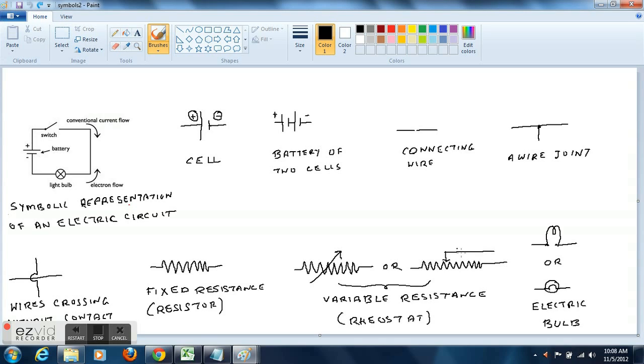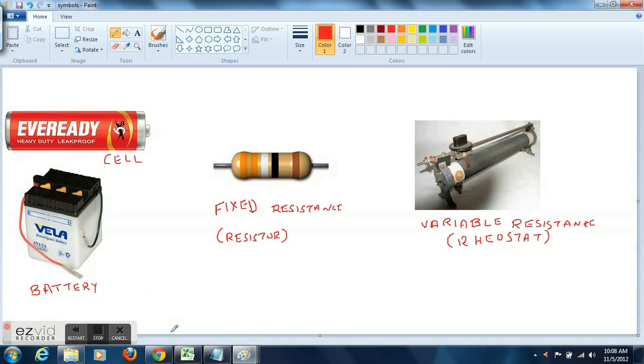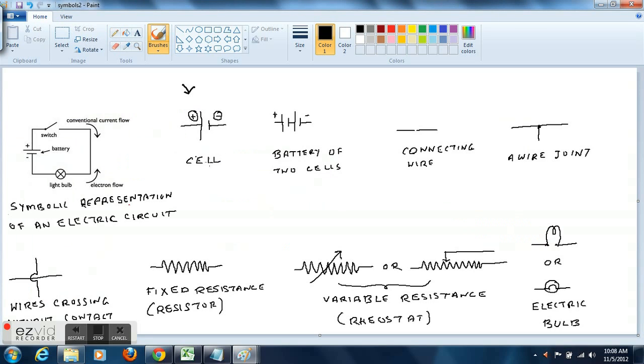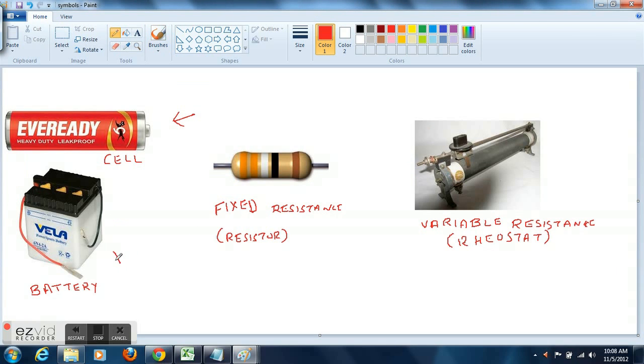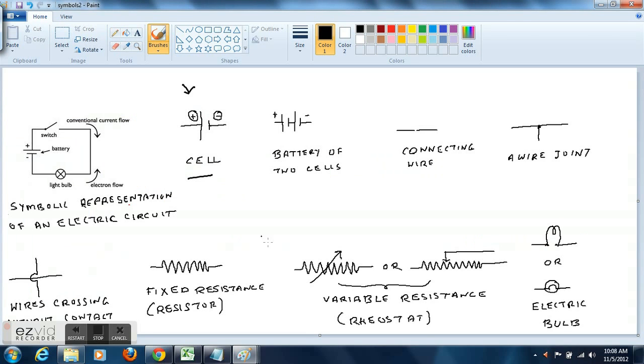Here are a few more symbols. Cell. Cell means one single cell. So a cell will have one positive and one negative end. This is how a cell looks like, a dry cell. So this is the symbol of a cell. Then comes the battery. Battery means multiple cells in series. So this is how a battery looks like. Inside there are multiple cells, and this is how a battery is drawn in a diagram.